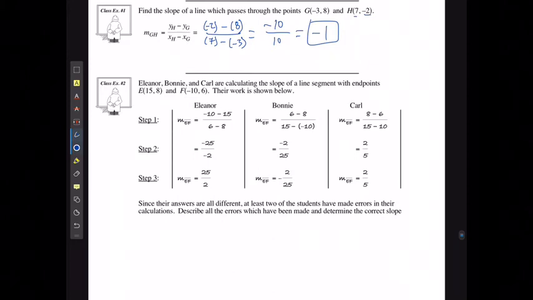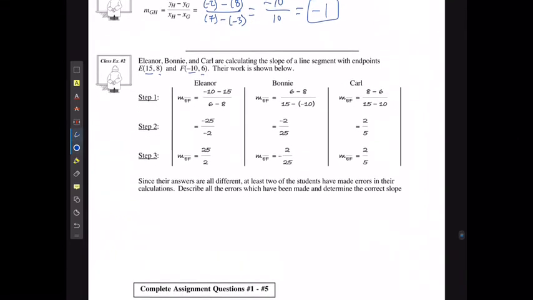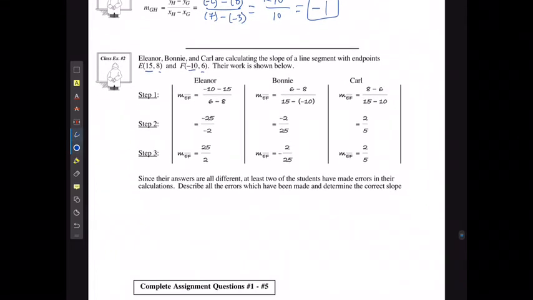When Eleanor, Bonnie, and Carl are calculating the slope of a line segment with endpoints of (15, 8) and (-10, 6), their work is shown below. So for Eleanor, she said that you're going to take negative 10 minus 15 divided by 6 minus 8, which gives you negative 25 over negative 2, or the negatives cancel out and you get positive 25 over 2.